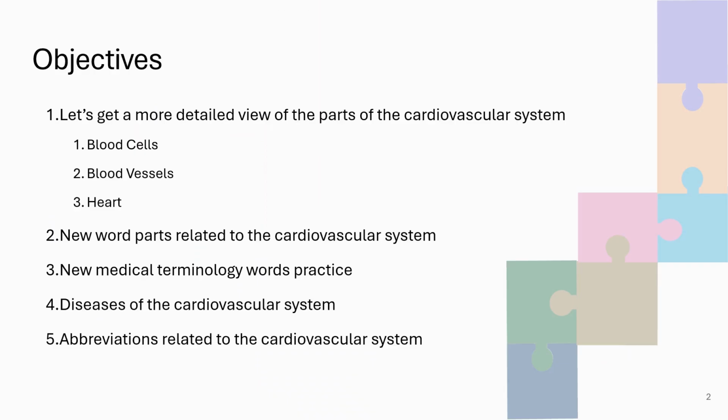So our objectives for this particular unit, we're going to take a look at three separate sections: the blood cells and those different components, different blood vessels, and parts of the heart. We're then going to take it more into the med term realm, where we're going to look at new word parts, medical terminology, so breaking down words. We're going to look at diseases, and we're going to look at some abbreviations that are associated with the cardiovascular system.